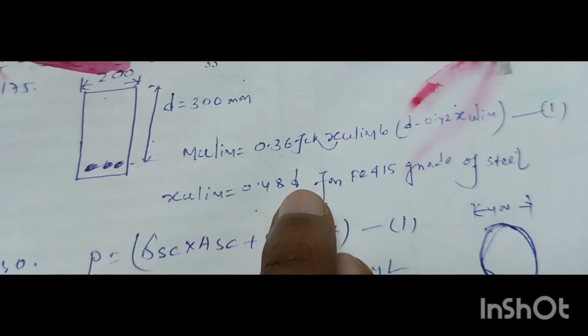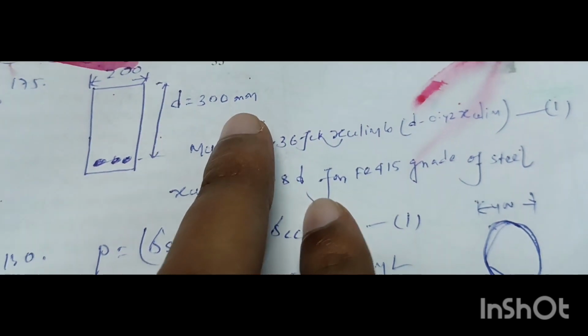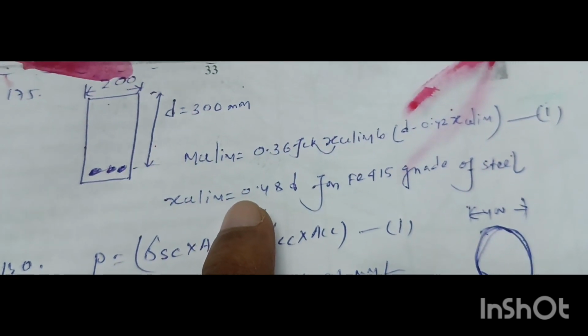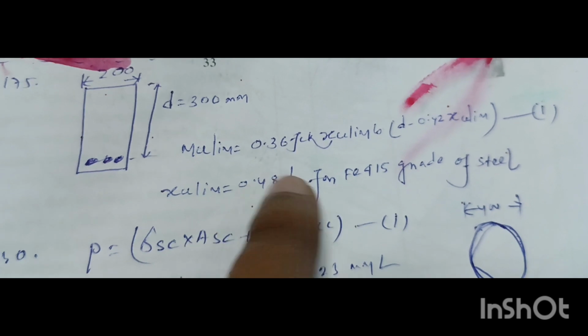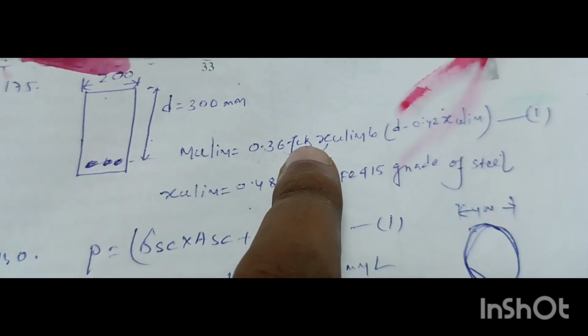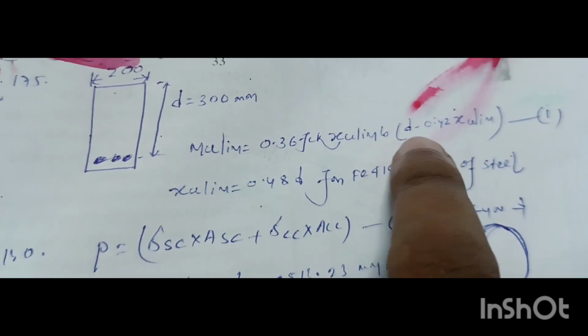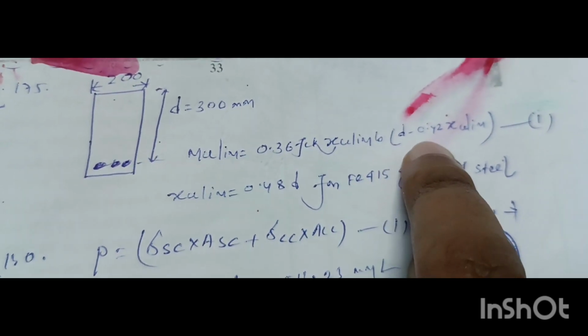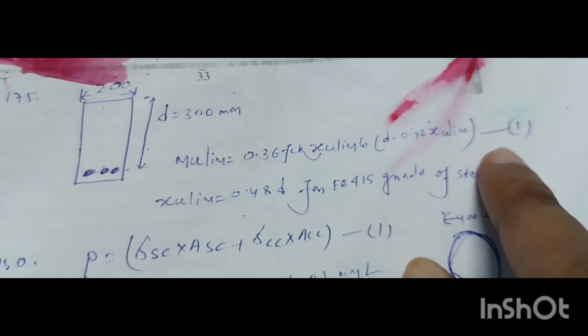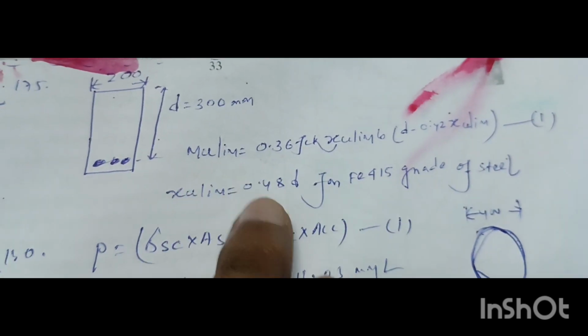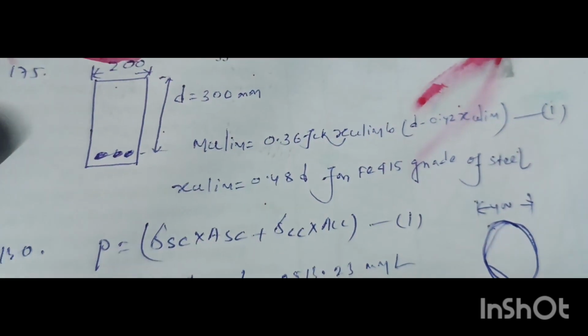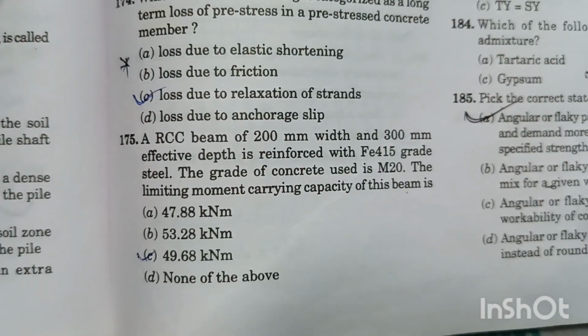So if we put the value of small d equal to 300 mm, we will get the value of Xu limit, and if we put the value of Xu limit, fck equal to 20 Newton per millimeter square, b equal to 200 mm and d equal to 300 mm into this equation, we will get the value of Mu limit equal to 49.68 kNm. Option C is the right answer.